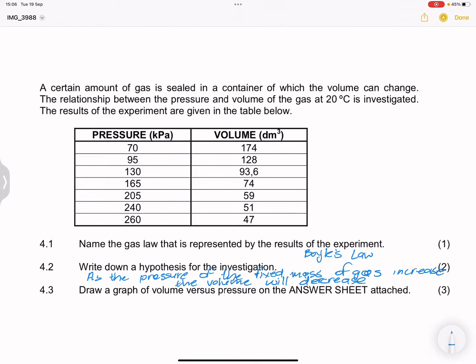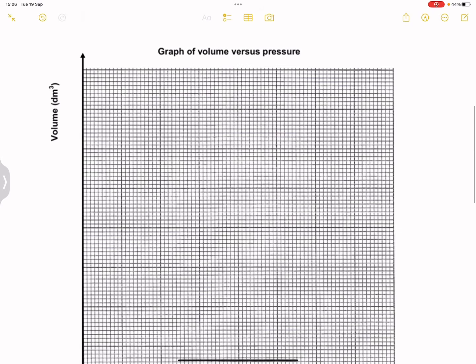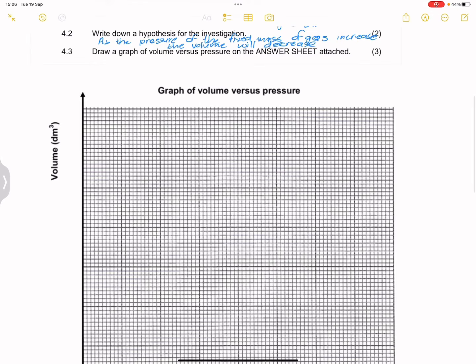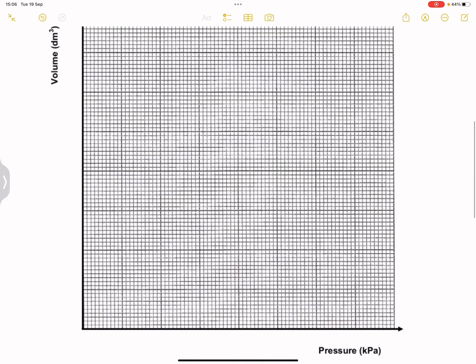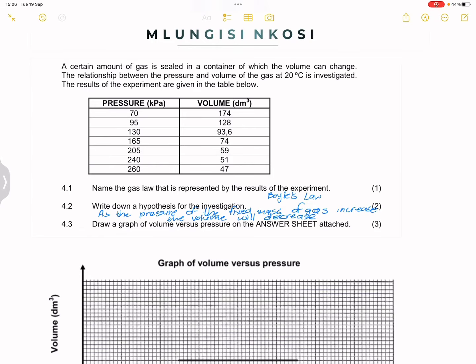Now on the next question, they say to you, draw a graph of volume versus pressure on the answer sheet that is attached. So I went and obviously got myself that answer sheet. So there we are. Volume is on the y-axis, so the dependent axis, and pressure is on the independent. Now, for us to draw the graph correctly, we first need to see the lowest and the highest value, and then be able to choose a scale with what we are given.